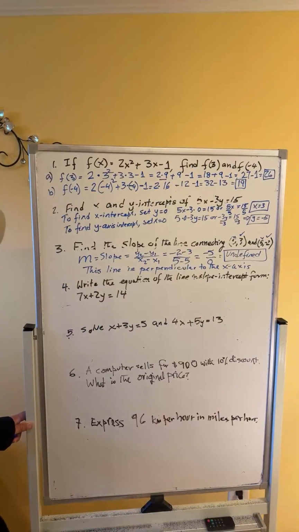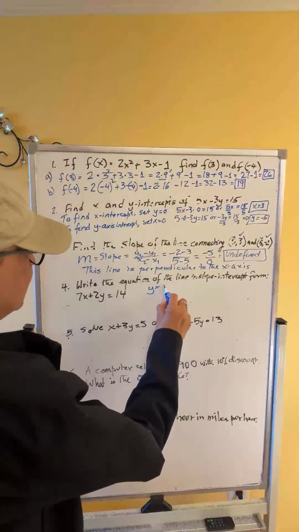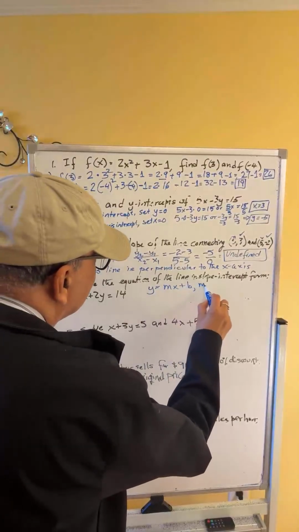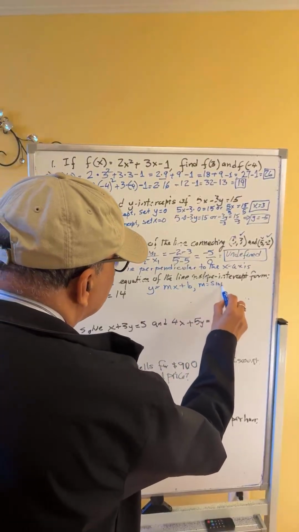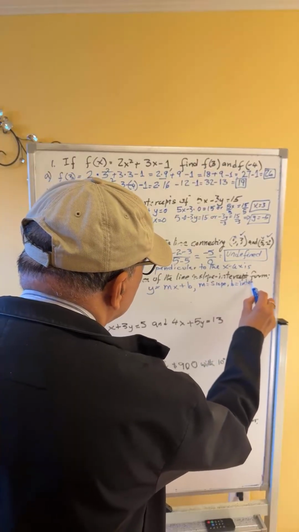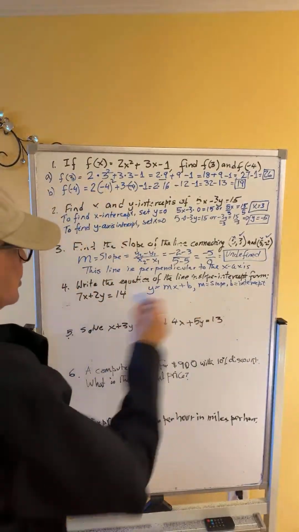Next one, write the equation of the line in slope-intercept form. Slope-intercept form is y equal to mx plus b. m is your slope, b is your intercept. So we have to convert this equation to this type of form.